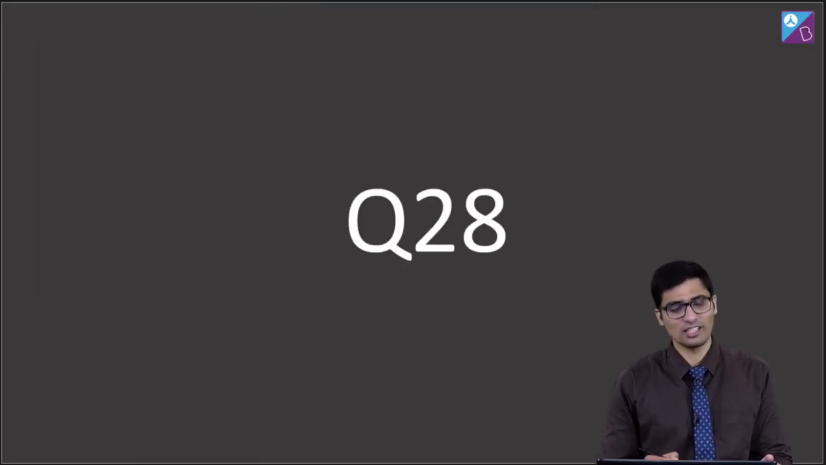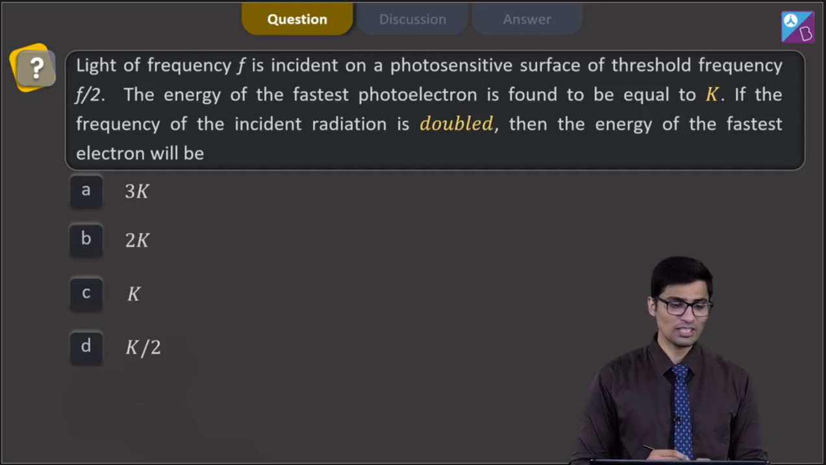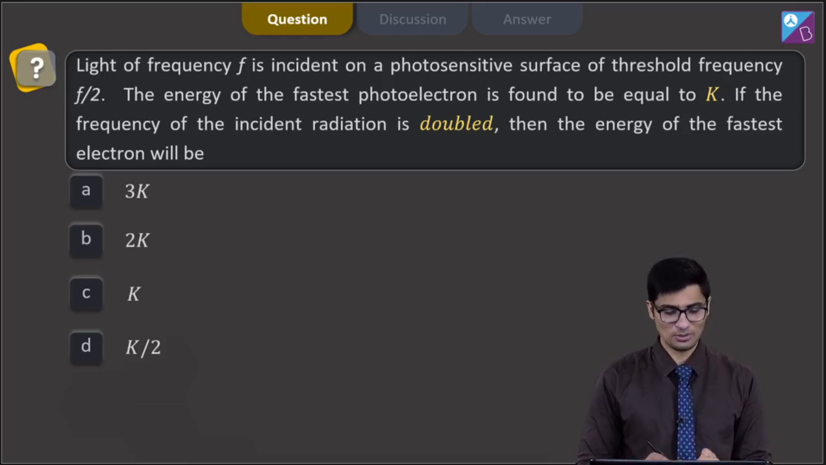This is question 28. The question says light of frequency f is incident on a photosensitive surface of threshold frequency f by 2. The energy of the fastest photoelectron is found to be equal to k. If the frequency of the incident radiation is doubled, then the energy of the fastest electron will be. Herein 4 options are here: 3k, 2k, k and k by 2. Now, let us proceed to the solution.